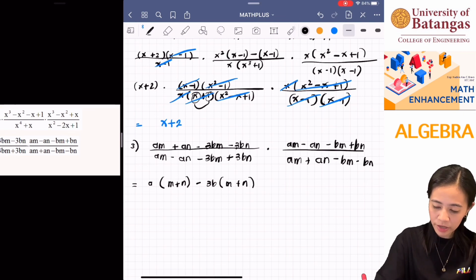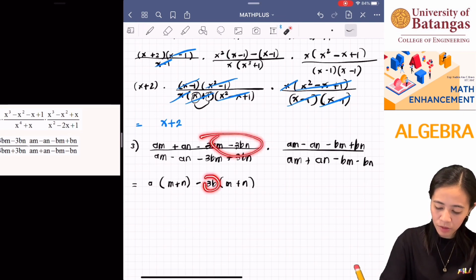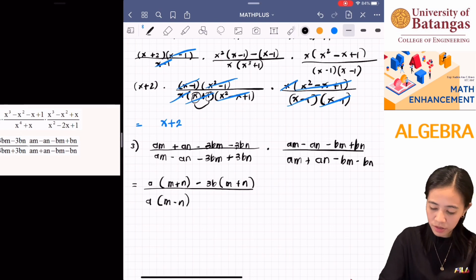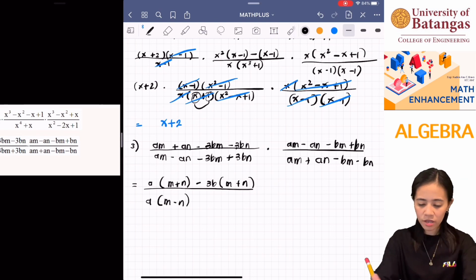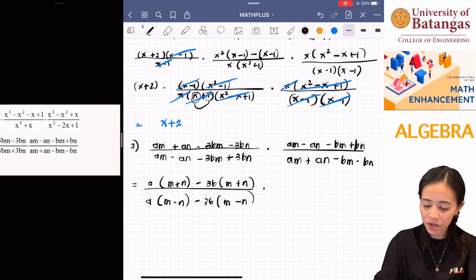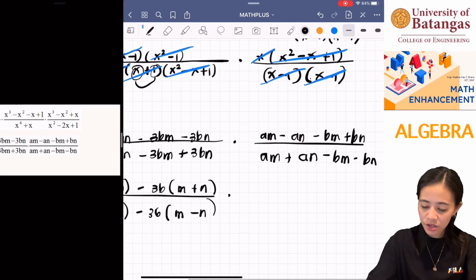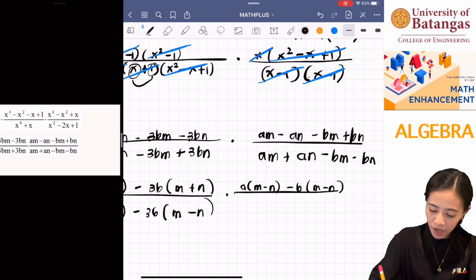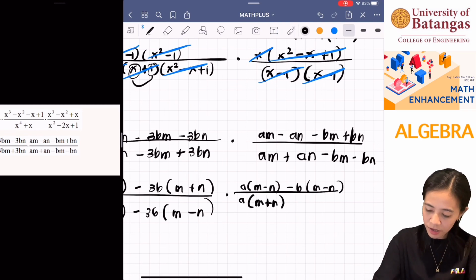Di ba? Ito, di-divide mo ng 3b yung mga terms niya. All over, I'll factor out a ulit. So I'll get m minus n. Factor out negative 3b ulit, and I'll get m minus n. Okay, times. Let's proceed to the next fraction first. Try to factor the same terms na lang. So I'll factor out a, that would be m minus n. Negative b, that would be m minus n. All over, have a ulit, m plus n. Negative b.